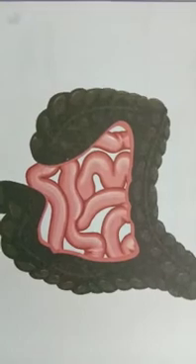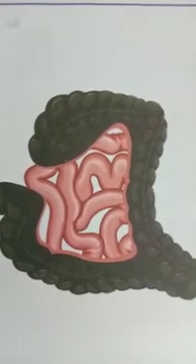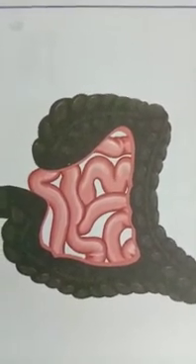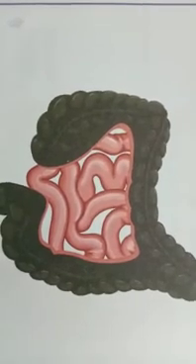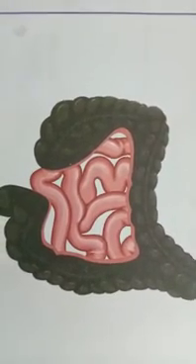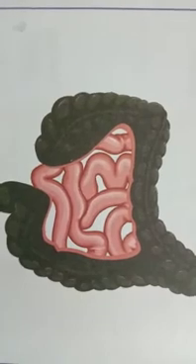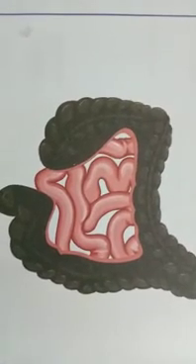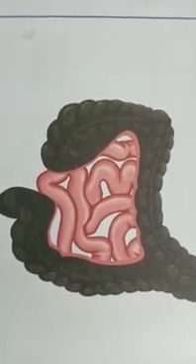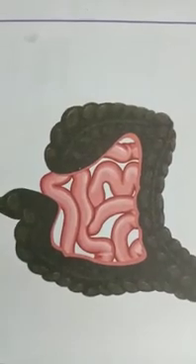Children, can you see this brown color thing? Yes, this is our small intestine. This is a long and thin tube. It is 6 meters in length. And also it is the most important organ in our digestive system.